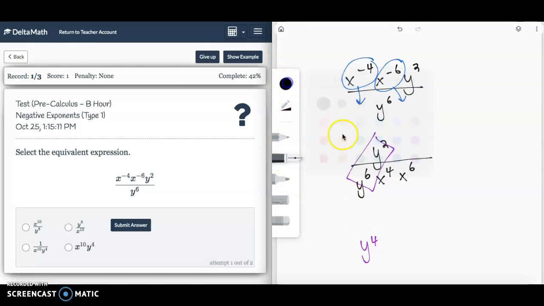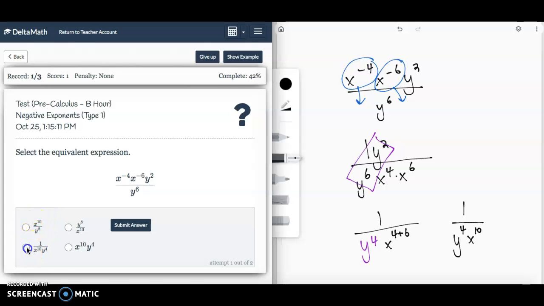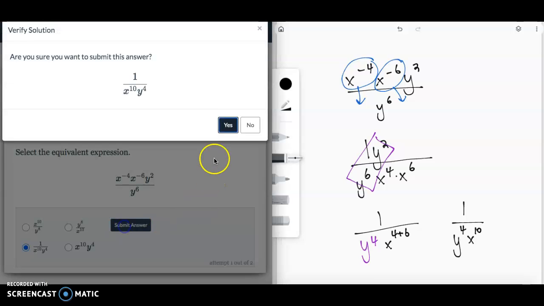Because I still have the secret number 1 that's always multiplying everything on top, so that should still be up there. And then on the bottom, I had x to the 4th and x to the 6th, so really we can think about that as x to the 4 plus 6, because you're multiplying exponential expressions that have the same base, so you add their exponents. So x to the 4 plus 6 would be x to the 10th. So I have 1 over y to the 4th, x to the 10th.